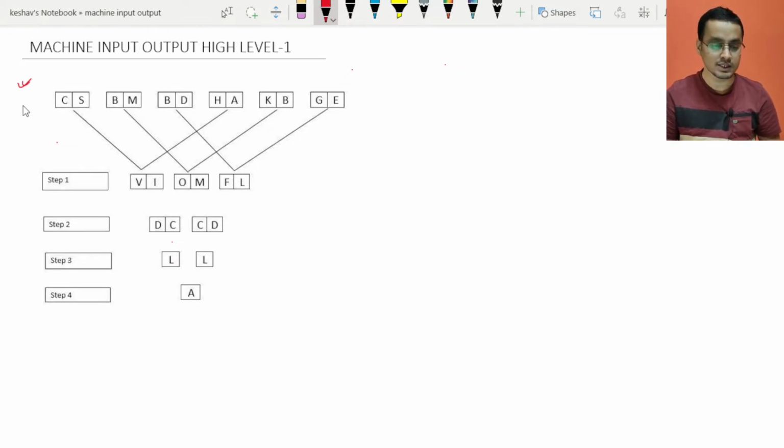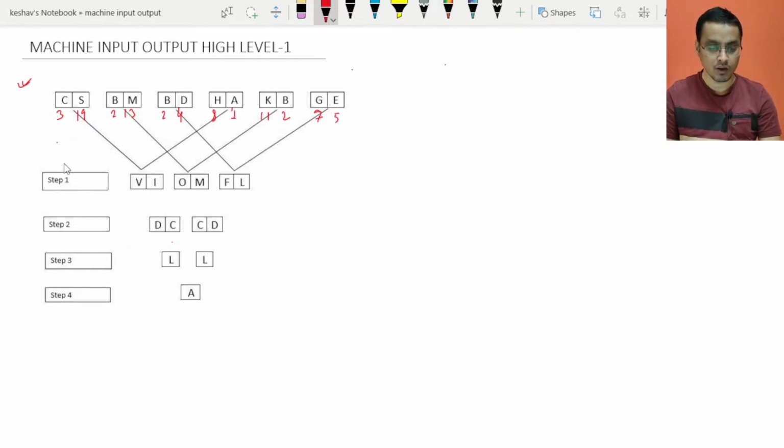Okay, so let's see here. What is the position of C? We will write 3. What is the position of S? 19. Again B 2, M 13. We are writing all the positions of the alphabets. Ranking means the ranking of all the alphabets. B again 2, D 4, H 8, A 1, K 11, B 2, G 7 and E 5. These are the rankings of the alphabets.